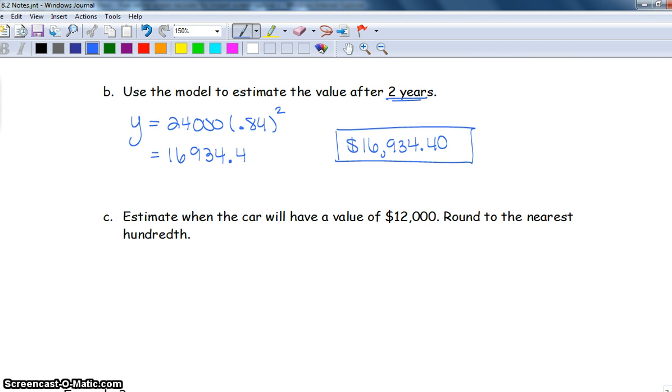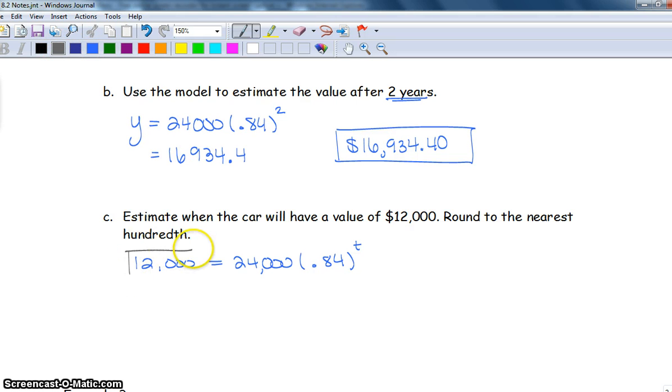Next one, estimate when the car will have a value of $12,000. So this is going to be the new car price, which means that's going to represent our y. So we've got 12,000 is equal to 24,000, the initial amount. Our decay factor is 0.84, and we want to find that t. So the only way we know how to solve this as of right now is to solve by graphing.